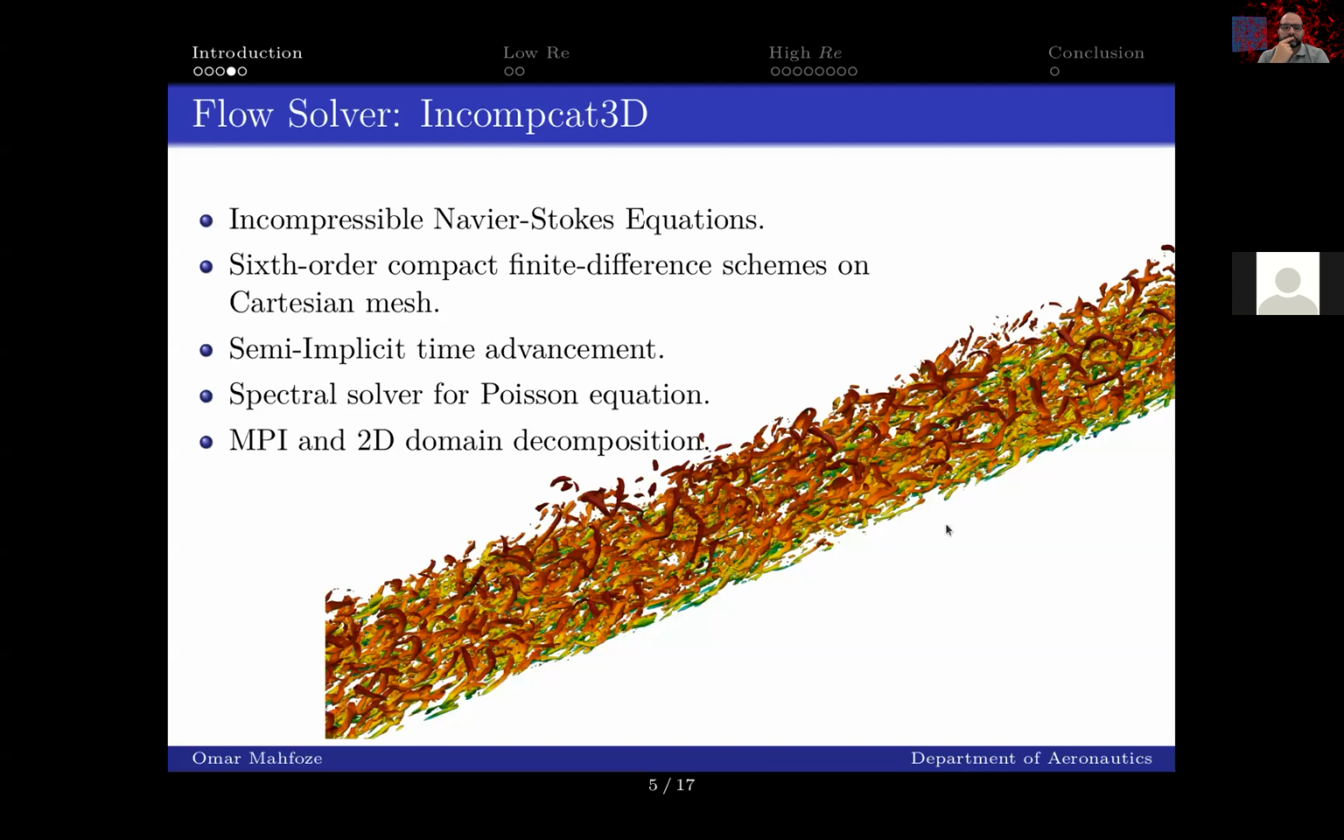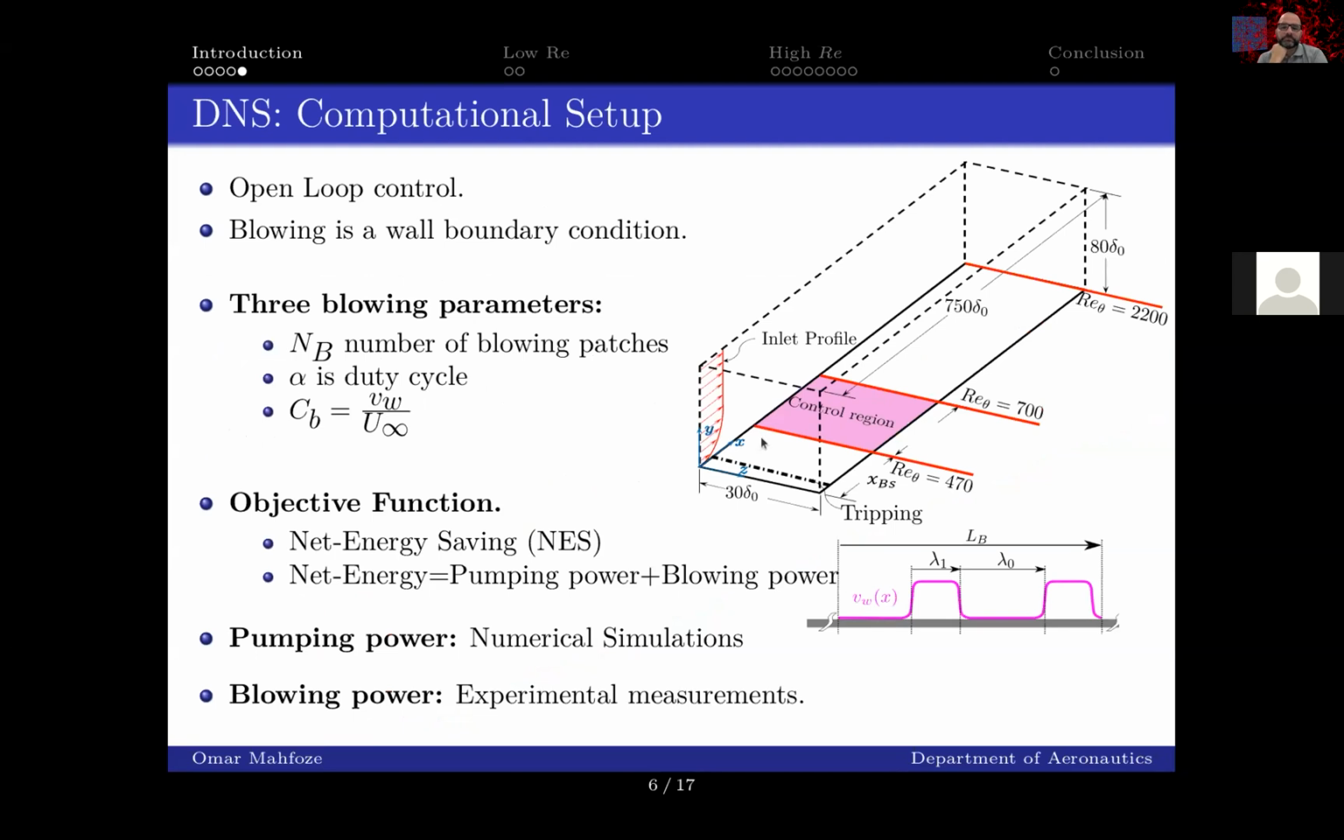And thanks to the 2D decomposition and the MPI, this flow solver is very efficient on supercomputers up to thousands of cores. So we have two studies. The first one uses DNS for low Reynolds number, and the other one is ILES for higher Reynolds number. So for the DNS, this is our computational domain.